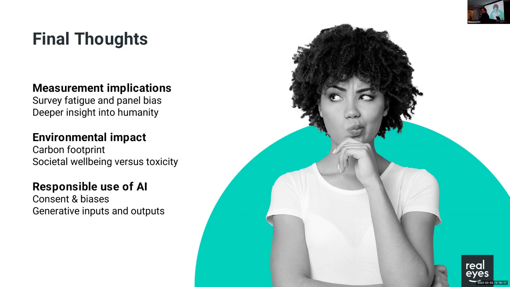There's also societal well-being versus toxicity. I'm not an academic, but I've read enough academic papers to know that advertising can be a big driver of positive sensation appraisals, which is linked to well-being. But we could spend a whole day talking about well-being versus toxicity of attention and advertising. Then there's also responsible use of AI: consent and biases. It's important in what we do to have consent and to be wary of biases in our training data.